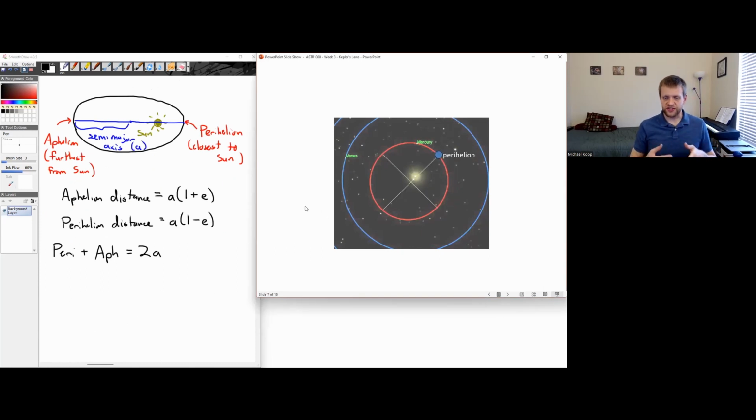We can also look at this in terms of where is Mercury at perihelion and where is it at aphelion. So perihelion, if this is the sun, that's the point in Mercury's orbit where the planet Mercury gets closest to the sun. And on the other side of that orbit, that would be the aphelion position, where it is furthest from the sun.